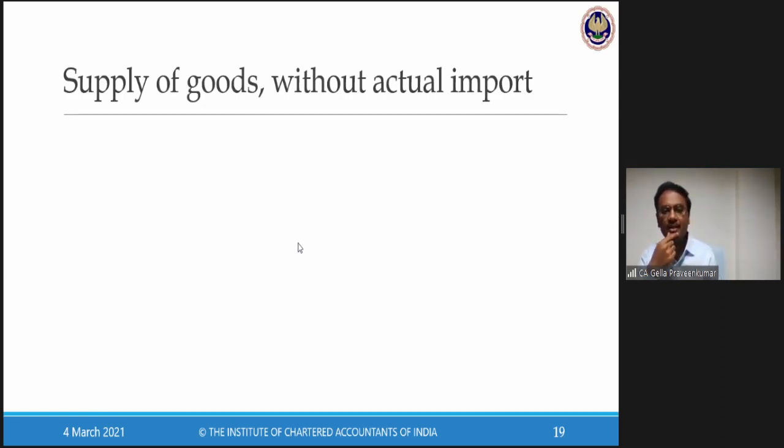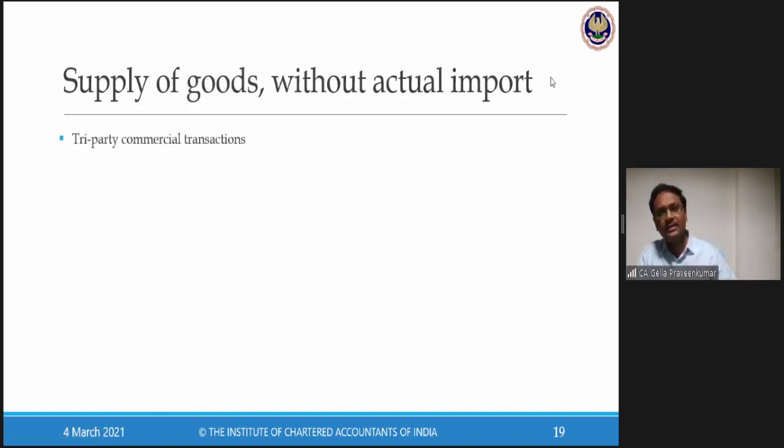There's one more question. Please explain 89 4A, 4B. Raman, there is a concept called deemed exports. Wait for that. Once my deemed exports is explained, I'll come to your 89 4A, 89 4B. Now, coming back to my slide.